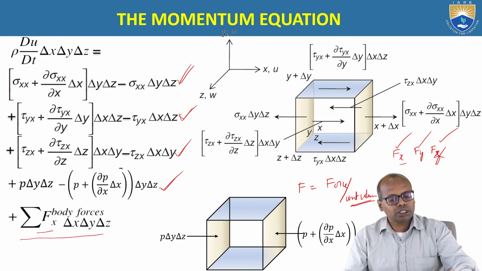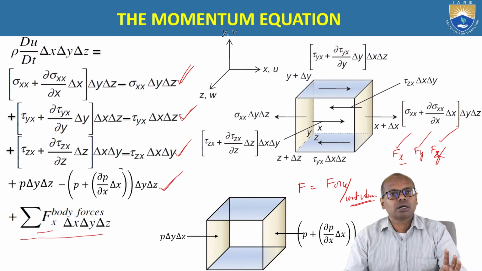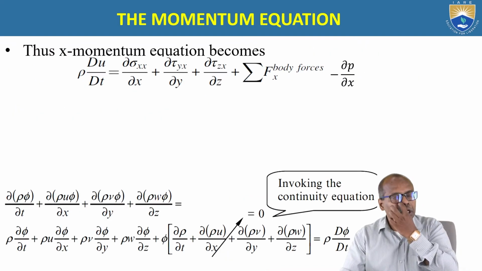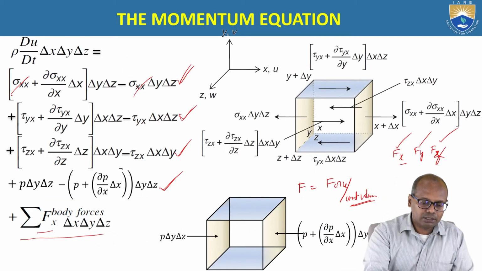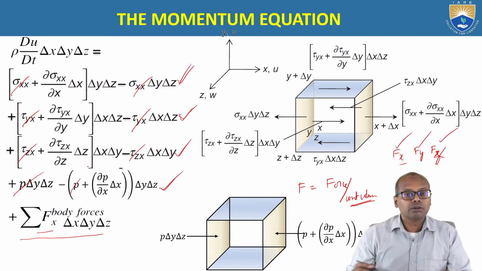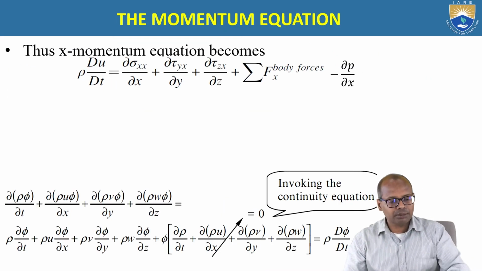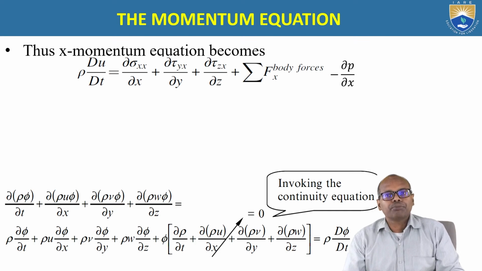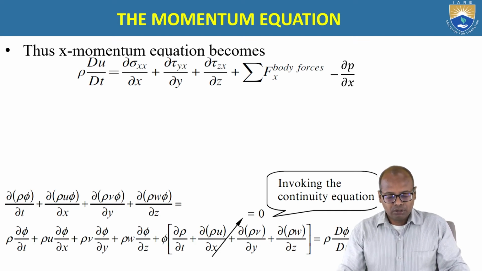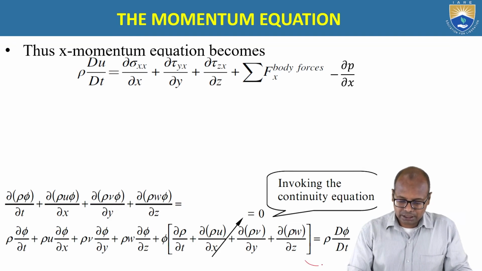Now these 5 forces, the net force, is equal to mass into acceleration. So this is Newton's law. Now if I eliminate, as I said in the previous part, this, this, this and this, if I eliminate all these terms, I will remain with this equation: rho into du by dt plus this. Now we'll see one equation. This is the equation.